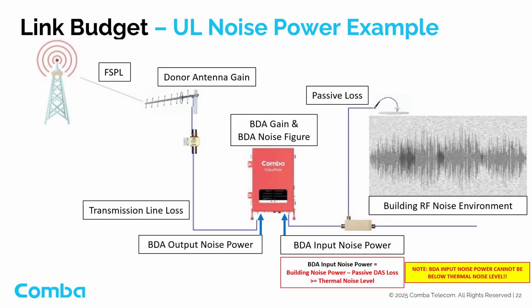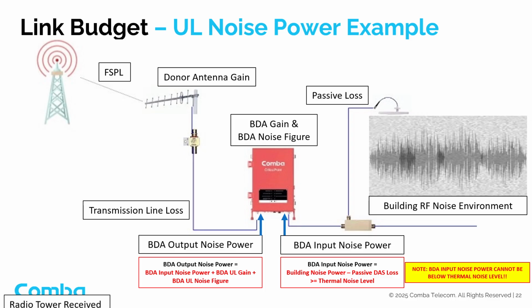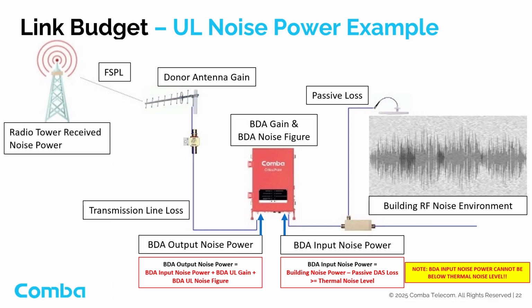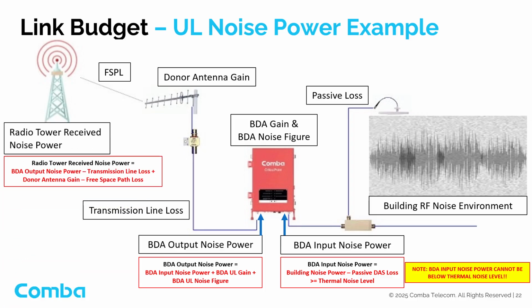Next, to calculate the BDA output noise power, we can use the following formula. The BDA output noise power is equal to the BDA input noise power plus the BDA uplink gain plus the BDA uplink noise figure. Finally, to calculate the radio tower received noise power, we apply the following formula. The radio tower received noise power is equal to the BDA output noise power minus the transmission line loss plus the donor antenna gain minus the free space path loss.